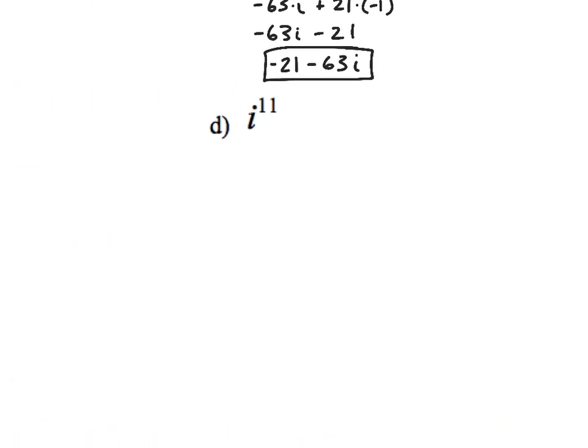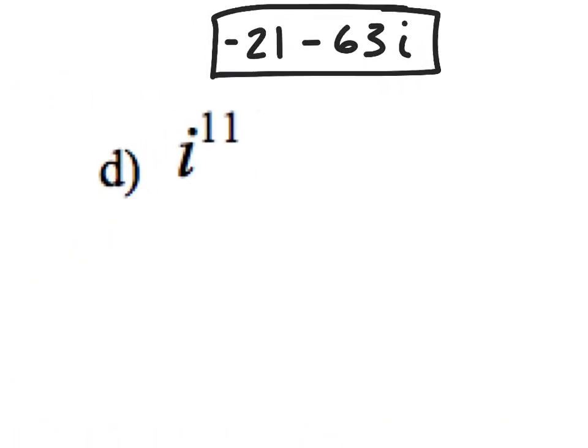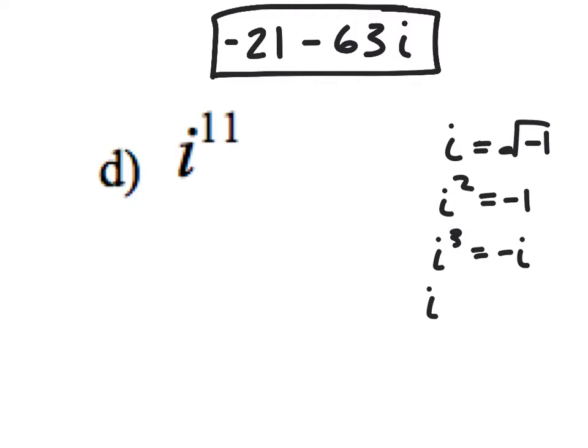On this last one, it's got i to the 11th power. Now, remember what I know. This is where this comes back into play. i is equal to the square root of negative 1. If I've got i squared, it's going to equal negative 1. If I have i cubed, that's going to give me negative i. And then i to the 4th is going to equal positive 1.